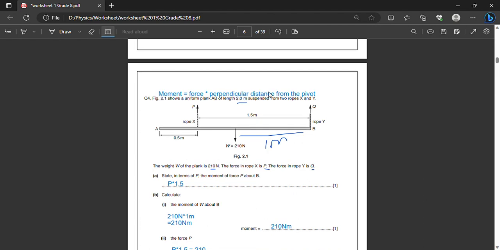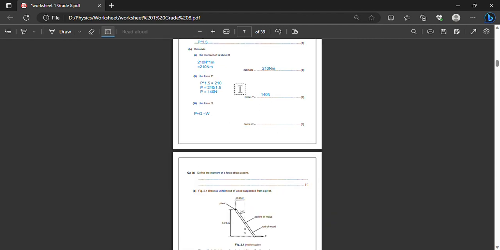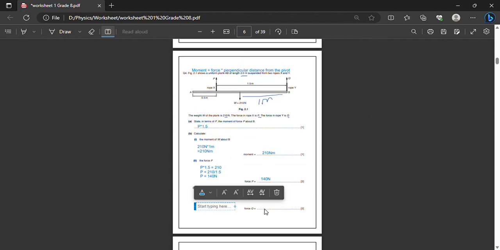And the force Q is, so you can just write like P plus Q is equal to W. So to make it easier, let's write like this: force P plus force Q equal to W. Let me make this small so you guys can see the actual picture. So after writing this, as we found the value of P is 140, plus Q, the thing we don't know, equal to 210. That's the weight.